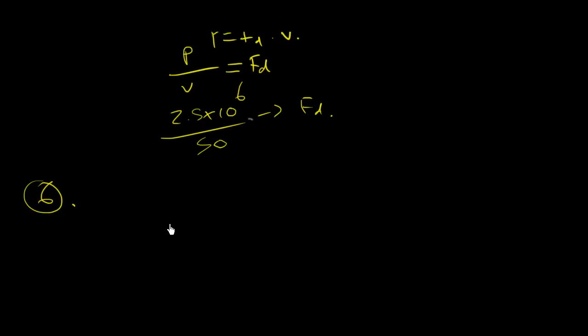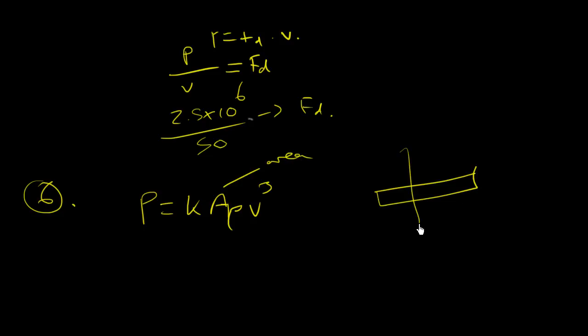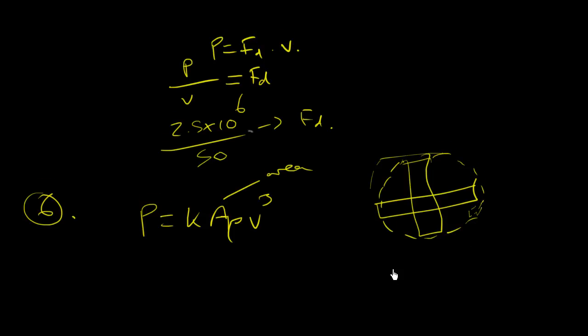Question was easy enough. Question 6: the power output of a windmill can be expressed as, so they give you the formula that you don't need to know, but they give it to you here for the power, where they need to tell you what the letters mean. So they say A is the area swept out by the windmill blades. If these are the blades, then the area would be the area.